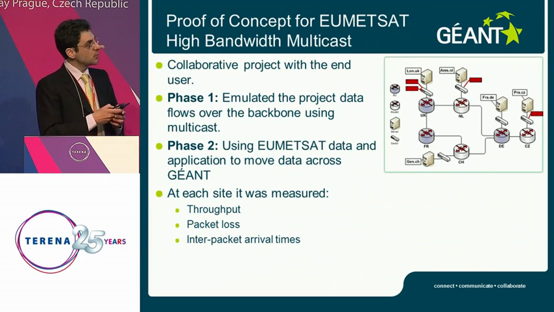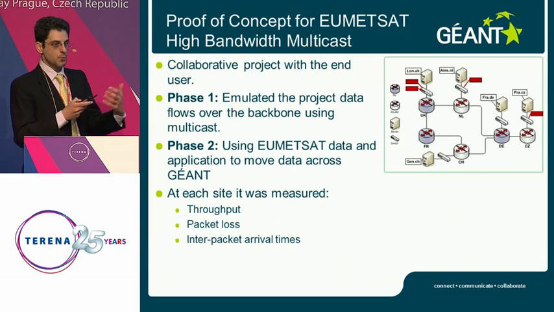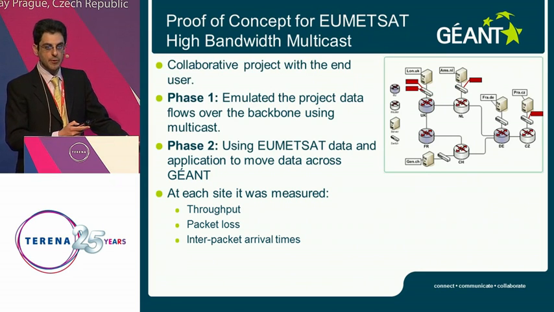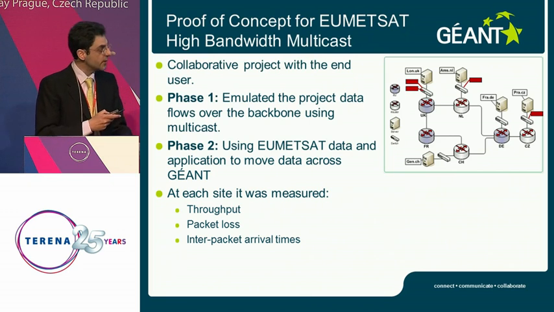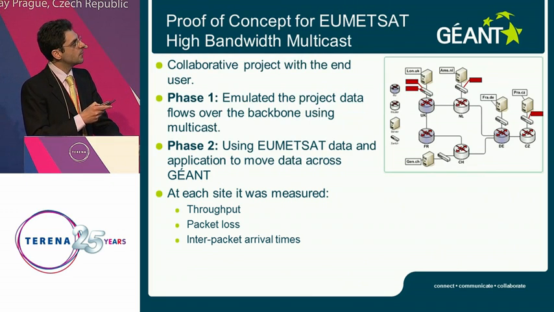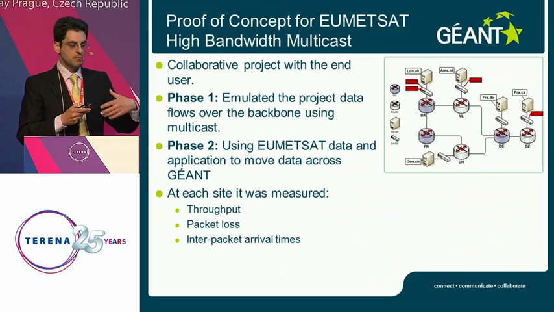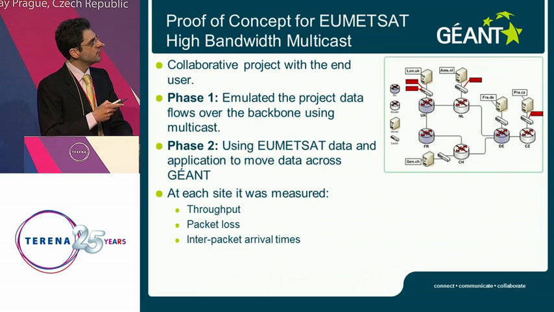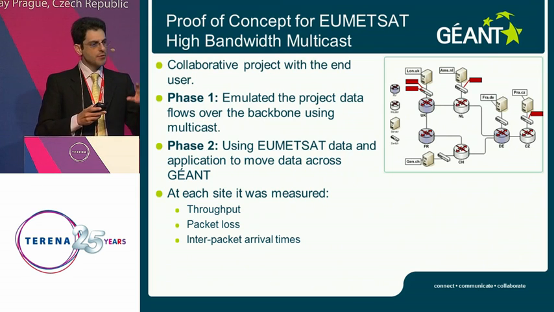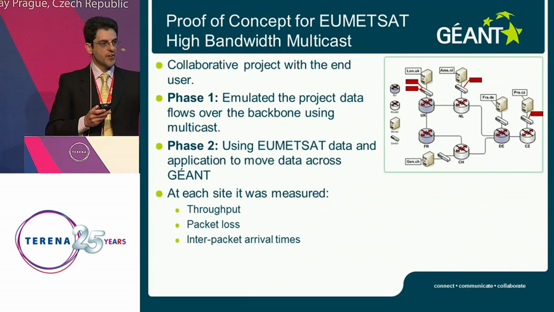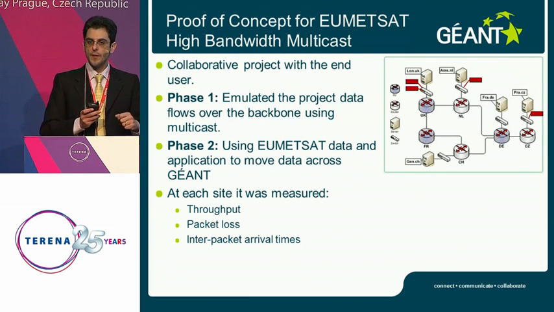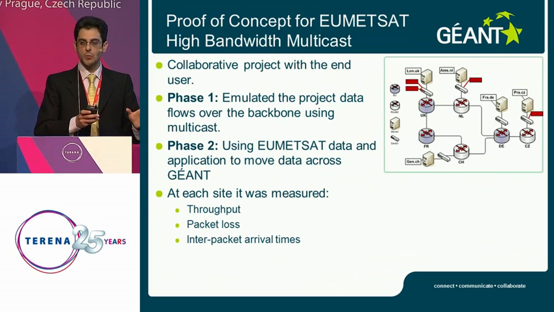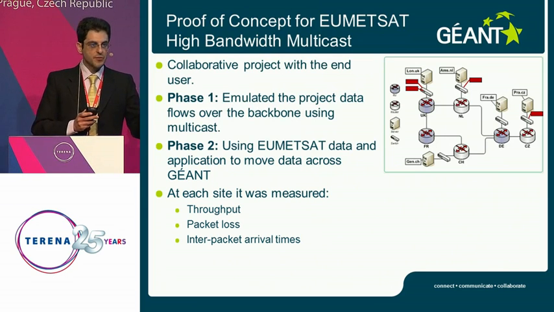And this is what we did to test if the network was actually able to cope with high bandwidth multicast transmission. We set in London a server to generate some multicast traffic, and we had a receiver in London, one in Amsterdam, and another one in Prague. Our first phase was just trying to send some well-known traffic through those 3 points and trying to understand what was happening. This phase was successful.